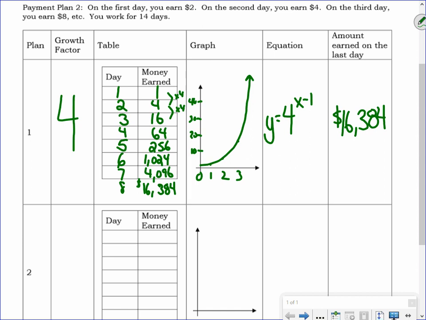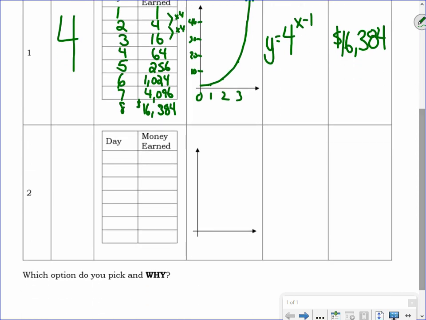Okay. So now, I'll make this a little bit bigger here so we can kind of see the whole thing. So on the second day, I'm going to read off my paper here. It says that we earn $2 on the first day for payment plan 2. On the second day, we earn 4. On the third day, we earn 8, and so on. And this one, you work for 14 days. So if I go ahead and fill in this table, again, only up to 6. So that's 16, 32, 64, 128.